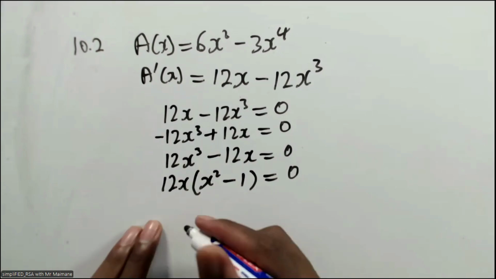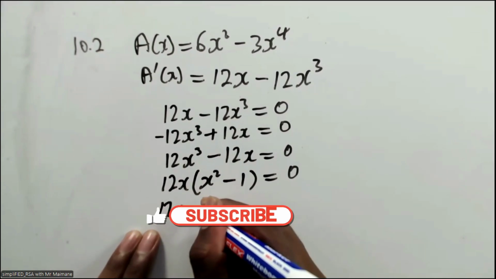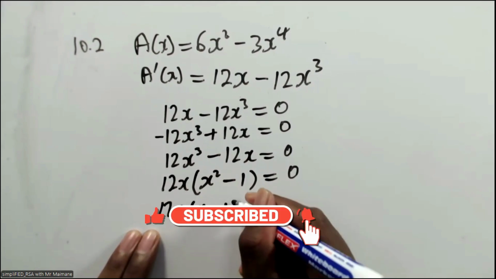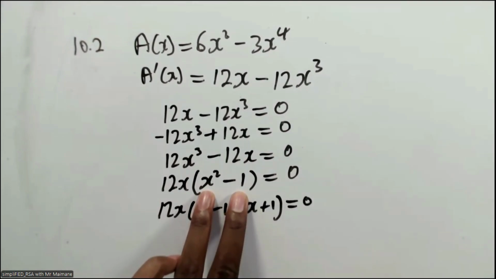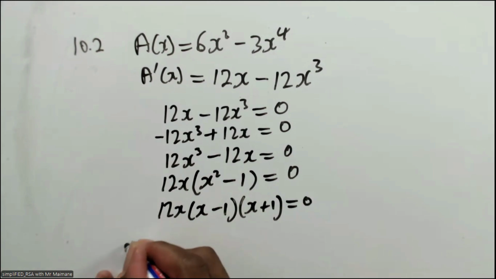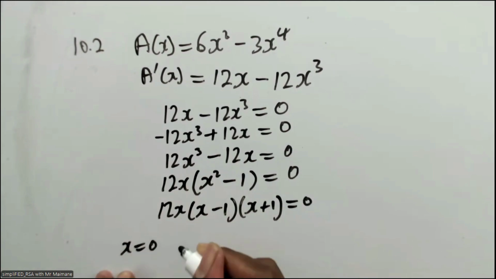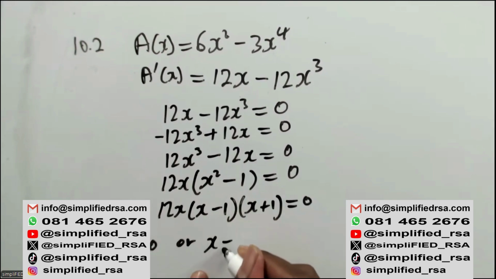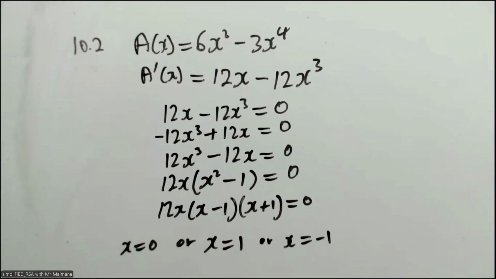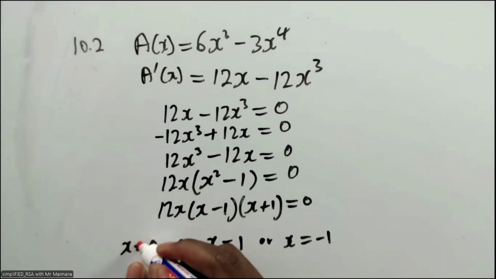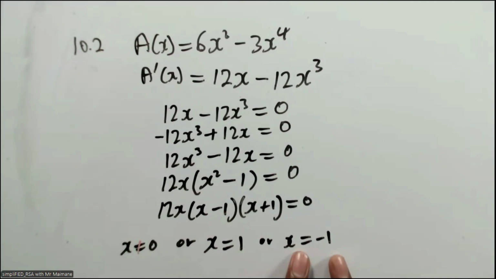And I can factorize this one further, such that I will have 12x times (x minus 1) times (x plus 1), because I have the difference of two squares there, such that the value of x for this one would be x equals 0, or for this one, x equals 1, or x equals minus 1. But I want the maximum value for x. Because an area cannot be 0, obviously, and between this and this one, this one is the maximum, so I will take this one.